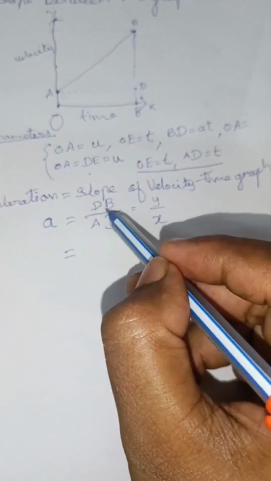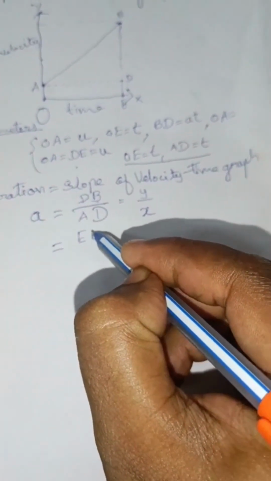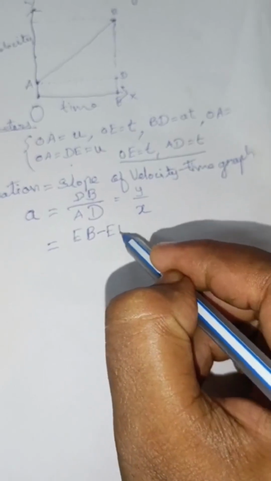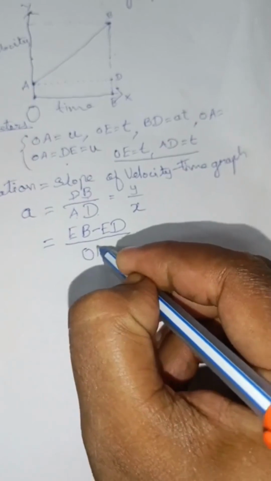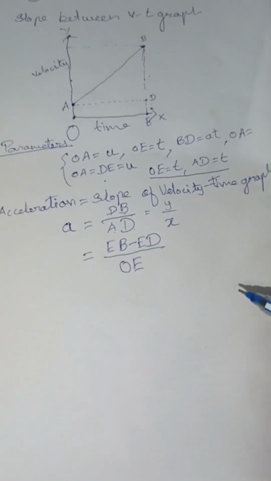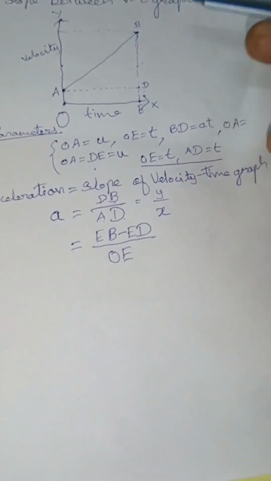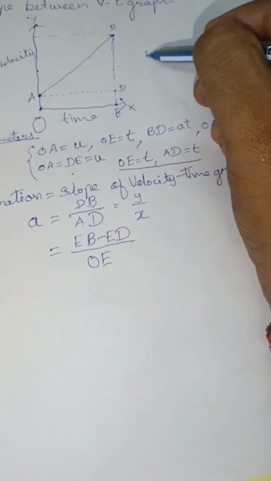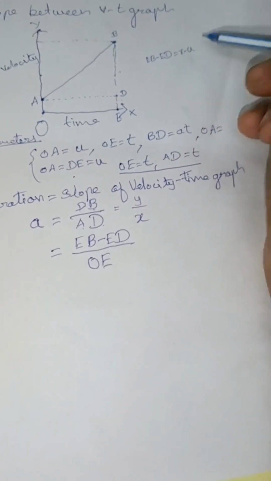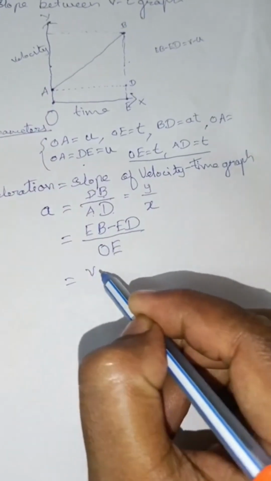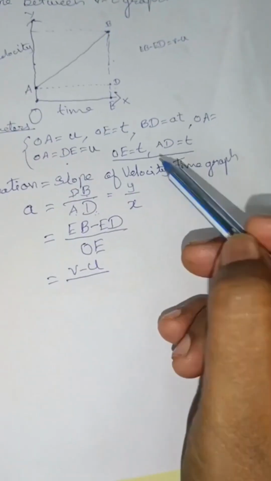Next, DB can also be written as EB minus ED, divided by AD, which can also be written as O to E. So EB minus ED is also called v minus u. I will substitute this in the equation as v minus u divided by AD. Who is my AD? I have written it here.